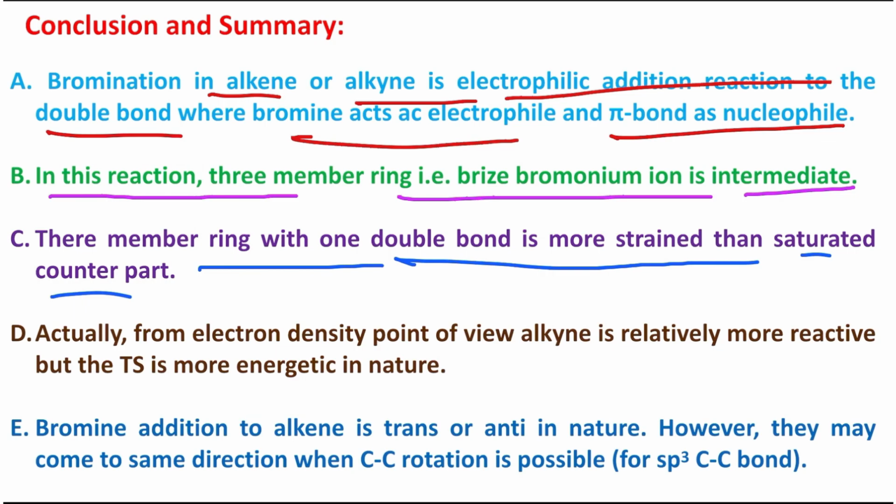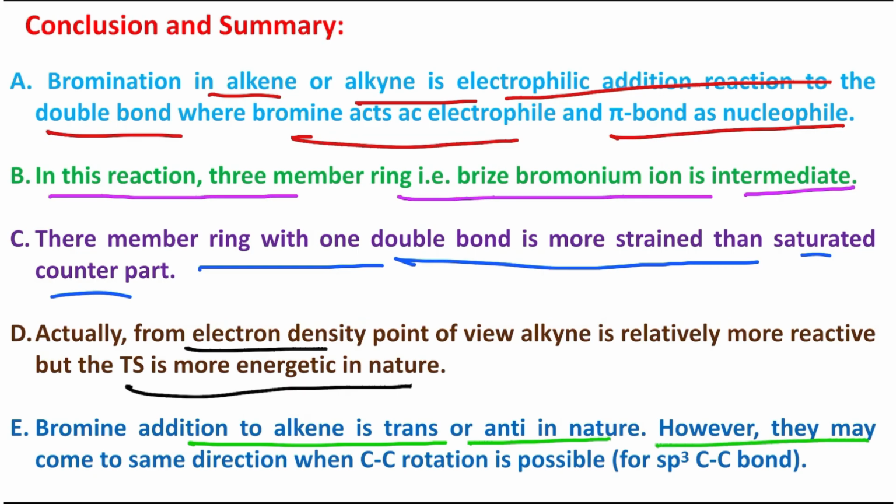And actually from electron density point of view, if you think that alkyne is more reactive because it has 2 pi bonds, but in this case the TS is more energetic because it is associated with angle strain. And at the end, bromine addition to alkene is trans or anti in nature. However, they may come in same direction by C-C rotation because sp3 carbon-carbon bond rotation is allowed.